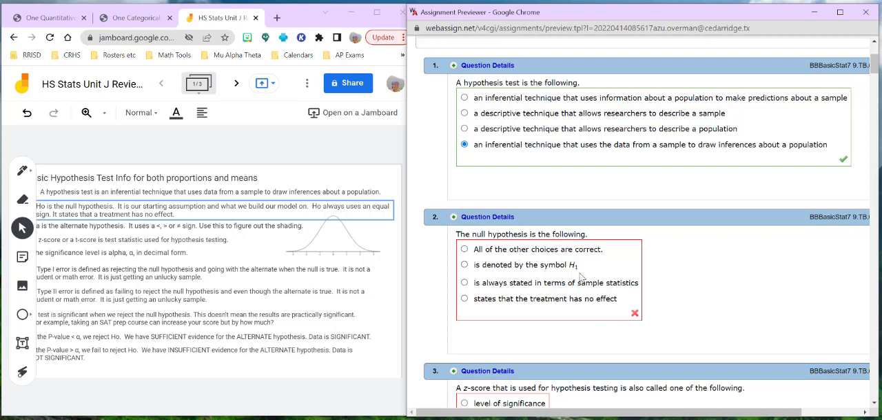The null hypothesis is the following. It is denoted by H1, is always stated in terms of sample statistics. It states that the treatment has no effect. Basically, the null assumes that there is no effect, nothing new, all right? And we tend to say H naught, not H1. And we never put it in terms of sample statistics. It's always about the hypothesized value.